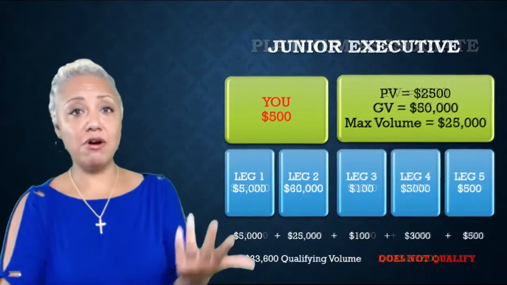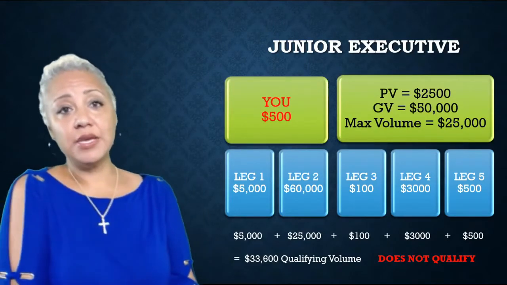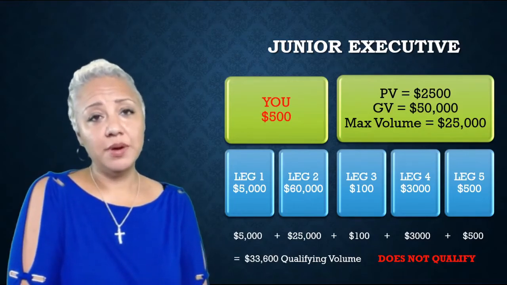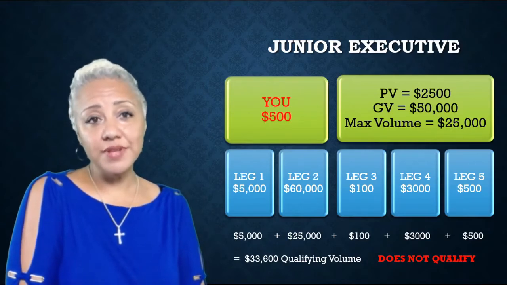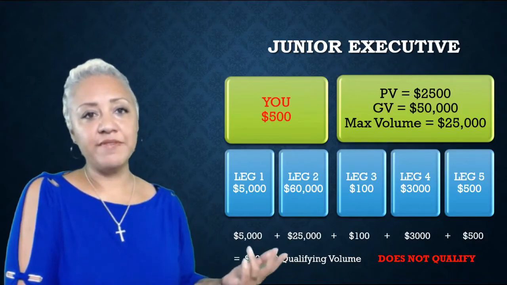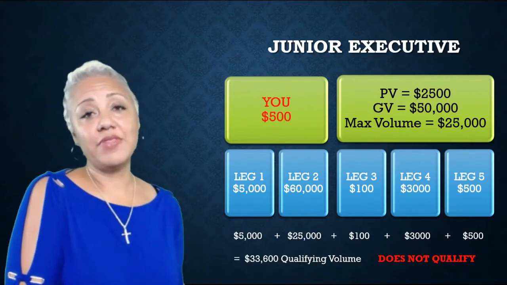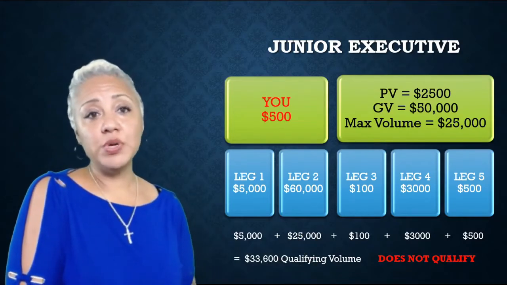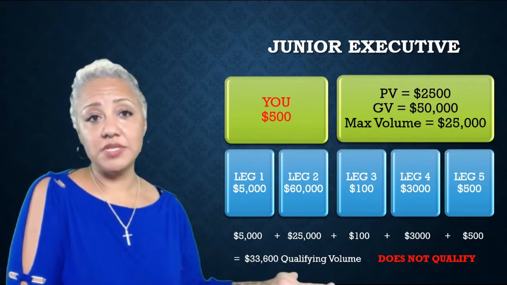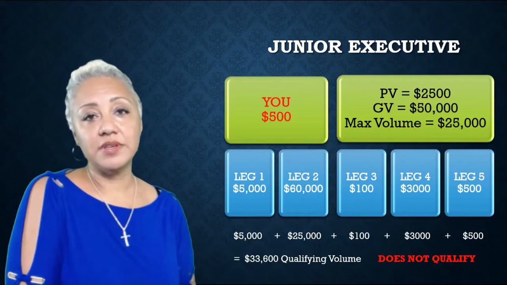Now let's look at our second position, which is junior executive. In this case, let's say you have a volume again of $500, but notice the personal volume needed here is $2,500. Group volume to reach junior executive is $50,000. Using the same distribution, leg 1 has 5,000, leg 2 has 60,000. Somebody might look at it and say, well, I have more than the 50,000. Why am I not reaching rank? For this one, the qualifying volume is only 33,600. Why? Because although leg 2 has 60,000 of volume, only 25,000 can be attributed to it.